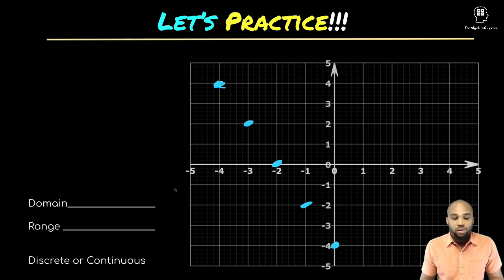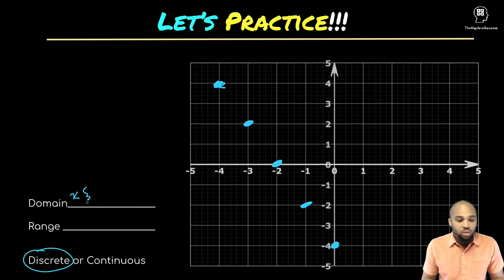All right, now we have a discrete graph. This is pretty easy to figure out. Pause it here and see if you can answer the domain and range for this one. All right, that's going to be discrete. Now my domain is going to be all the X values here. I'm going to draw a little bracket to represent all my X's. So I see a -4, -3, -2, -1, and 0.